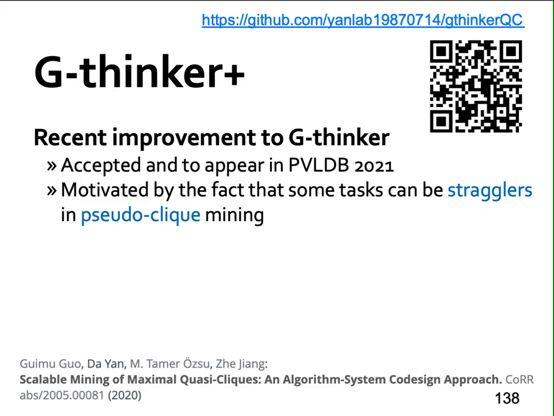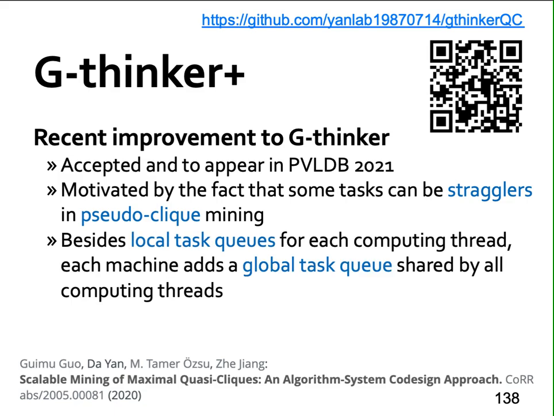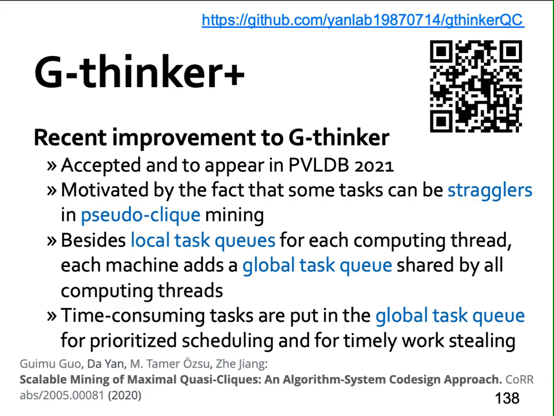To address this problem, we redesigned Gsynchro's execution engine. Specifically, we added a global task queue to hold big tasks, that is, tasks that are very time-consuming. This global task queue is shared by all learning threads in a machine. Those big tasks in the global task queue will be fetched with priority, and task stealing is used to balance big tasks among machines. In this way, the big tasks can be moved around to idle threads in time, which will solve the structural problem.